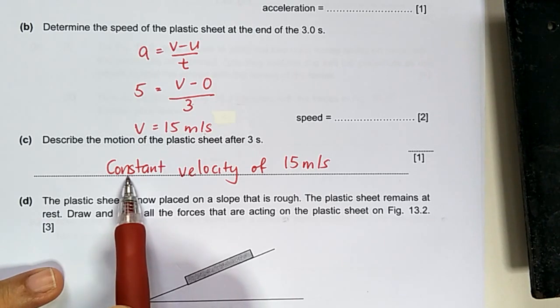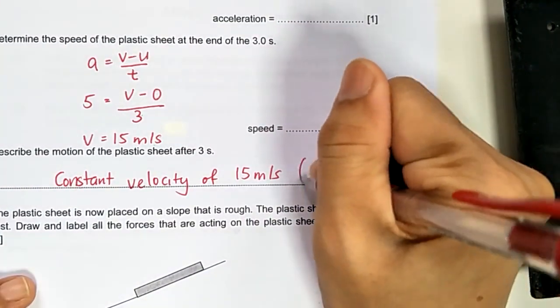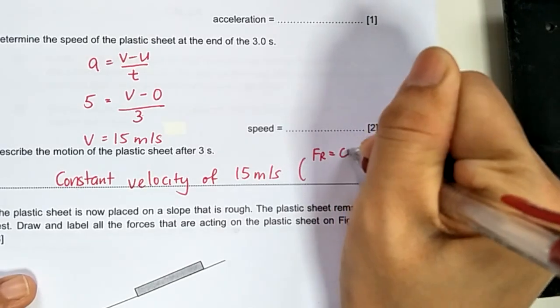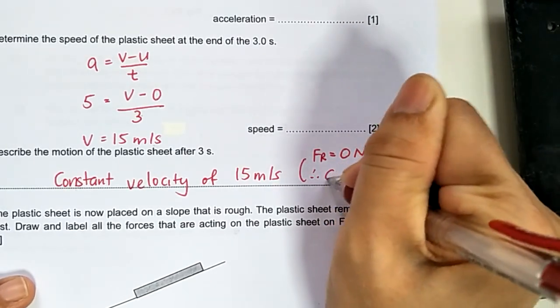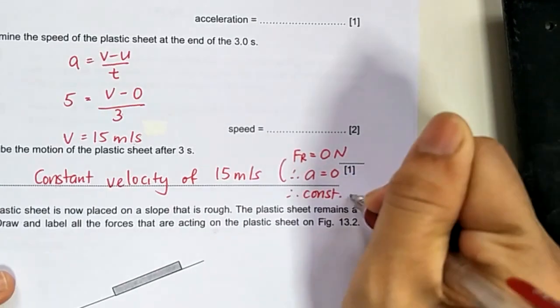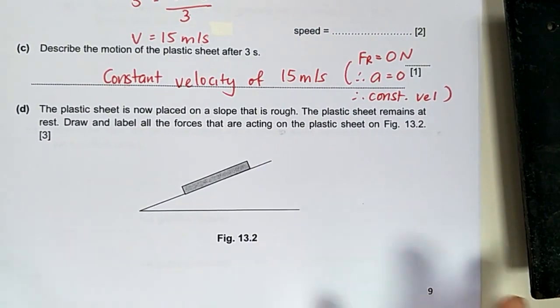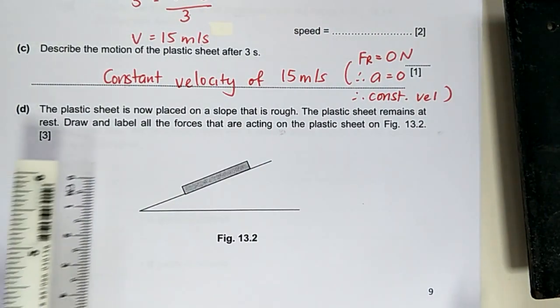So our answer is constant velocity of 15 meters per second, right? Because by then there will be no more resultant force. So therefore acceleration equals 0. Therefore it will always travel with constant velocity. And the next one, you're supposed to draw a free body diagram.